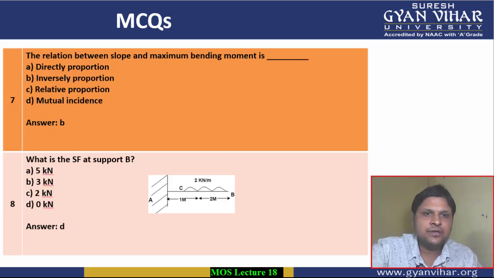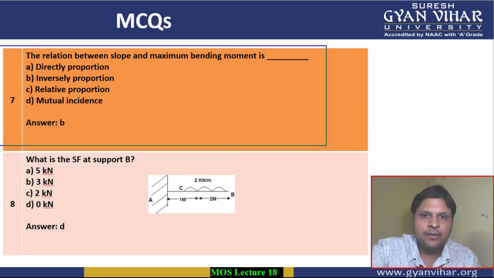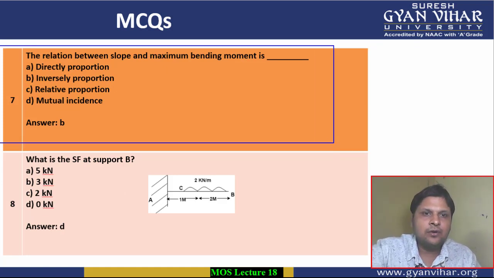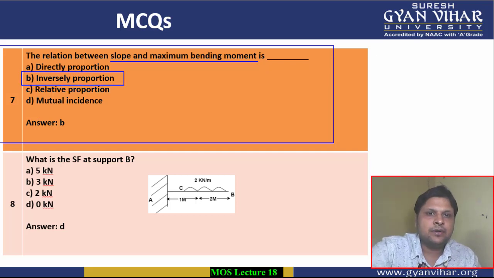Coming into the next multiple choice question, the relationship between the slope and maximum bending moment is, we all know, what? Both are inversely proportional to each other. Bending moment is inversely proportional to slope.